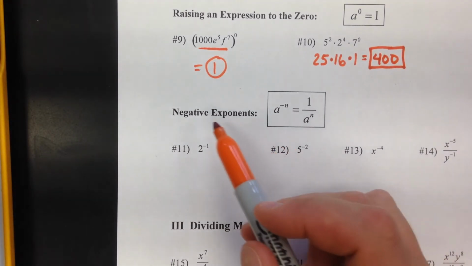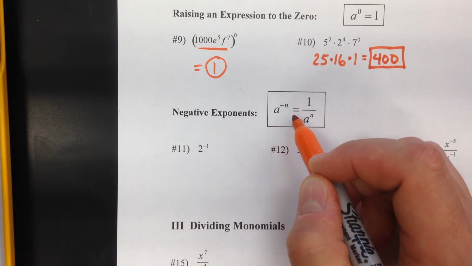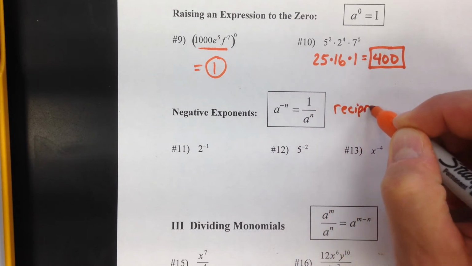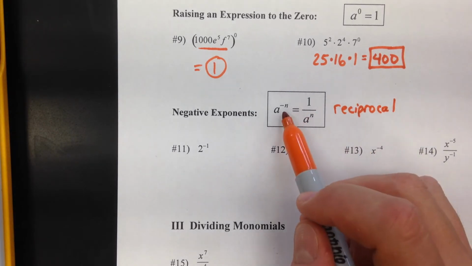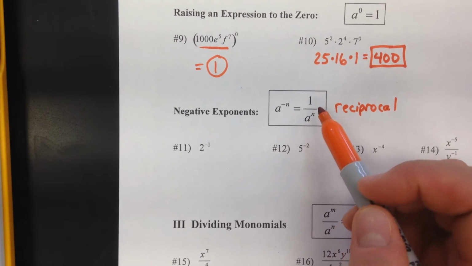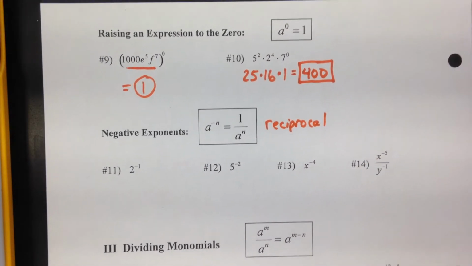Negative exponents. Anything raised to a negative exponent, what we do is take the reciprocal. We flip the fraction, basically. A to the negative n becomes 1 over a to the positive n. Okay, again, I'll show you this. Let's look at this on the side here.